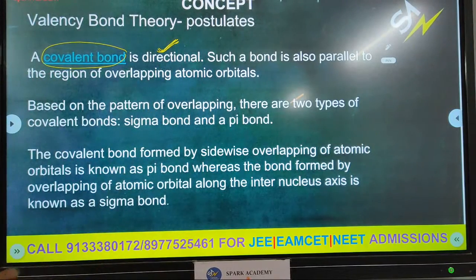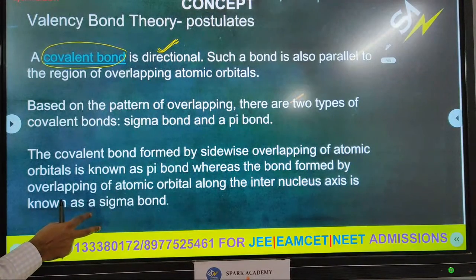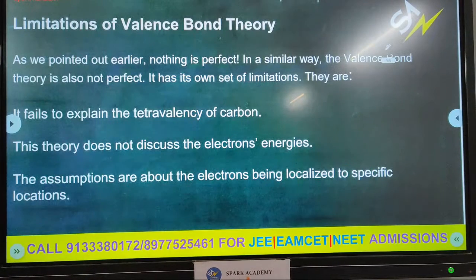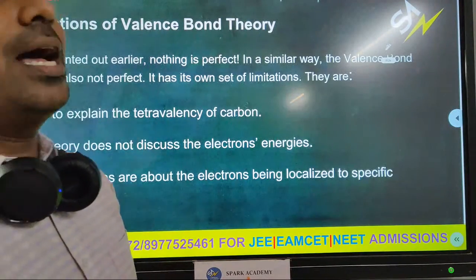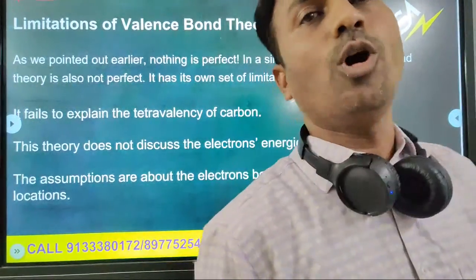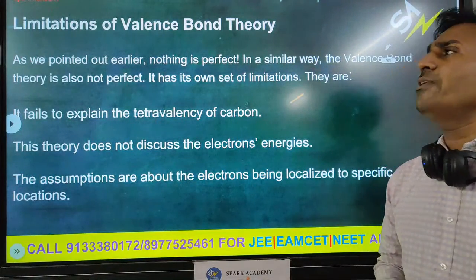Based on the pattern of overlap, there are two types of covalent bonds. Just now we learned them: sigma and pi bond. The covalent bond formed by head-on overlapping is sigma. And what is the pi bond? The pi bond is formed by side by side overlapping. Clear? Even though VBT explained the geometry of the molecules, it has limitations.